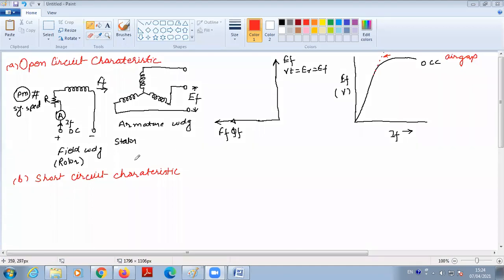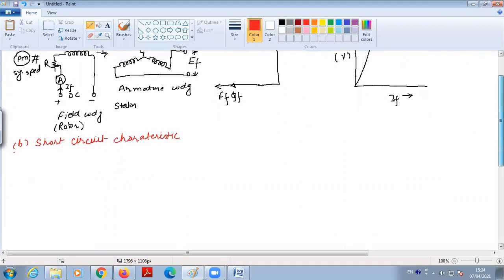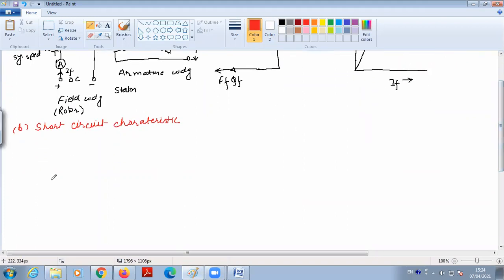Okay, welcome back. Now, in case of short circuit, what will we do? Again, we will run the prime mover at constant speed, that is the synchronous speed, because it is a synchronous alternator.